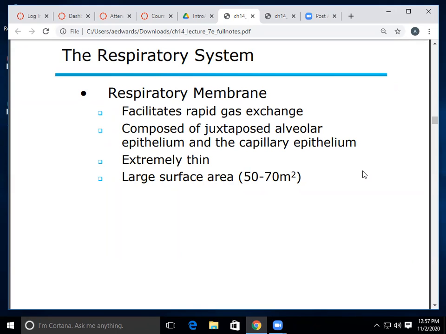All right, so let's talk about a concept known as a respiratory membrane. So it's helpful in facilitating quick exchange of gases. And it's made up of alveolar epithelium and capillary epithelium. Okay, it's really thin, so you can get exchange across it, but it has a large surface area, so you can maximize exchange. All right, but essentially that meeting up of the capillary epithelium and the alveolar epithelium forms the respiratory membrane.